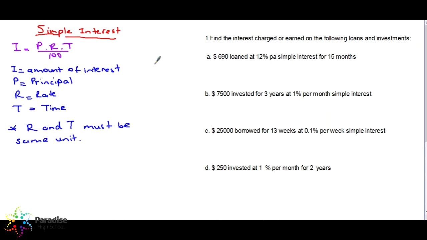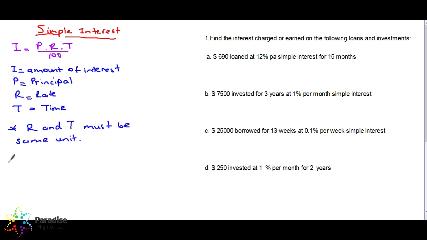What is simple interest? We have only one formula: Interest is equal to PRT over 100. I stands for the amount of interest that you earn. P stands for principal, the capital, the money that you invest or borrow. R stands for rate in terms of percentage, and time differs. It can be years, months, or days.